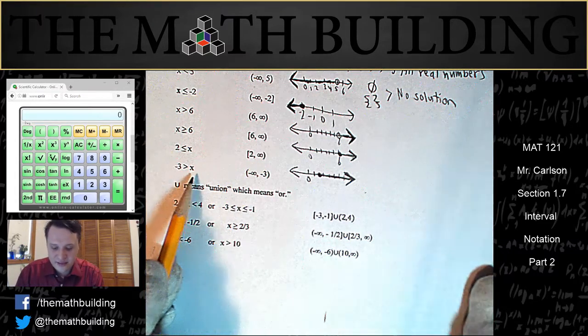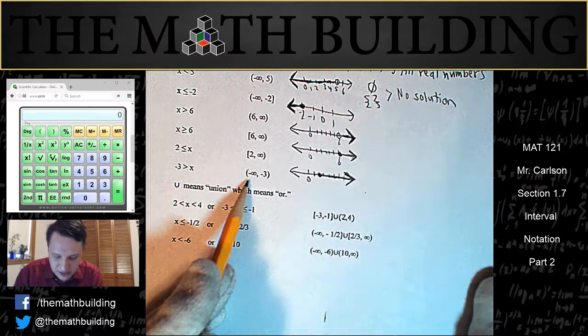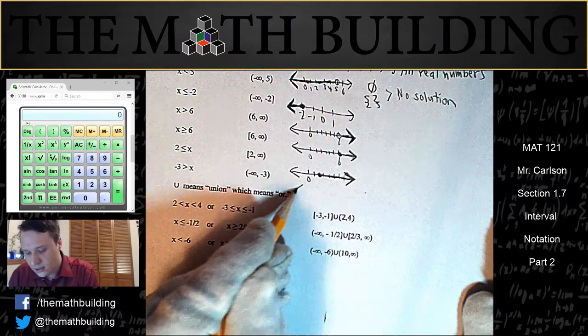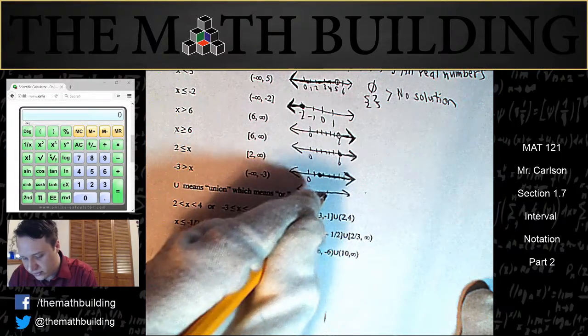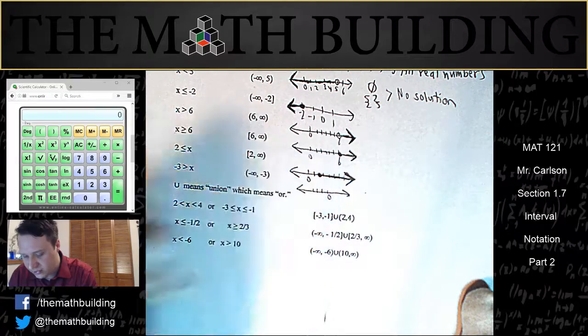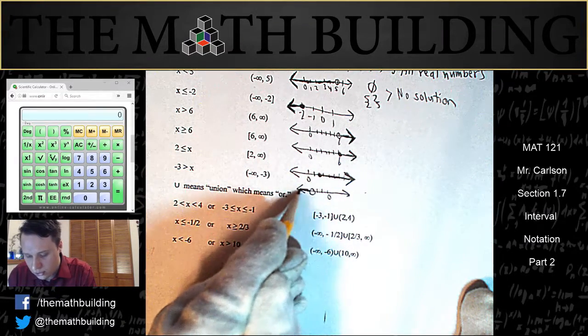Here we have x is less than negative 3. So in other words, we're going from negative infinity up to negative 3. On a number line, it would look like this. Let's just put 0 here. -1, -2, -3 is right here. We're not equal to it, so an empty circle, shade to the left.